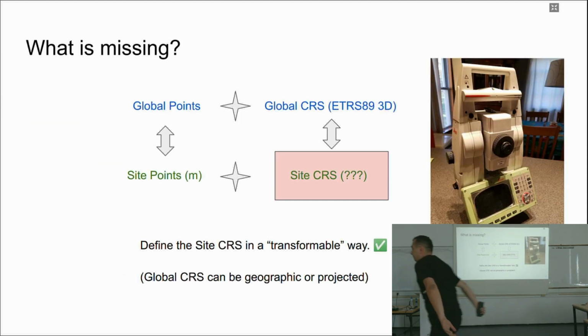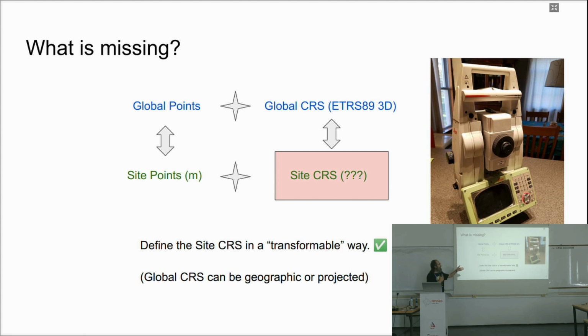So we have site points measured in meters or in feet, any linear distance. Remember that the local CRS is a Cartesian coordinate system. We have the global points that we did measure in latitude, longitude in a geographic system. We have the definition of this global CRS, and what's missing is the definition of our site CRS. That's what we want to find.